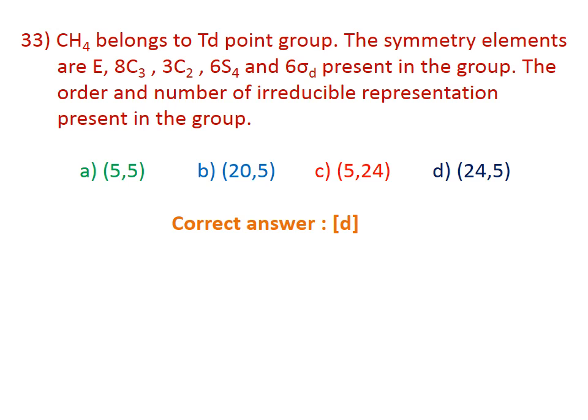Here 2 points are important. The order of the group is the sum of all the symmetry elements present in the group. Then the number of irreducible representations will be equal to the number of classes of operation present in the group. Therefore, the order is 24 and the number of irreducible representations possible is 5. The correct answer is D.